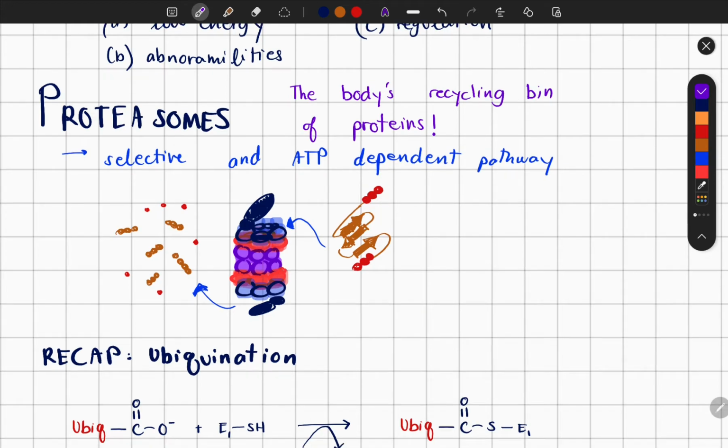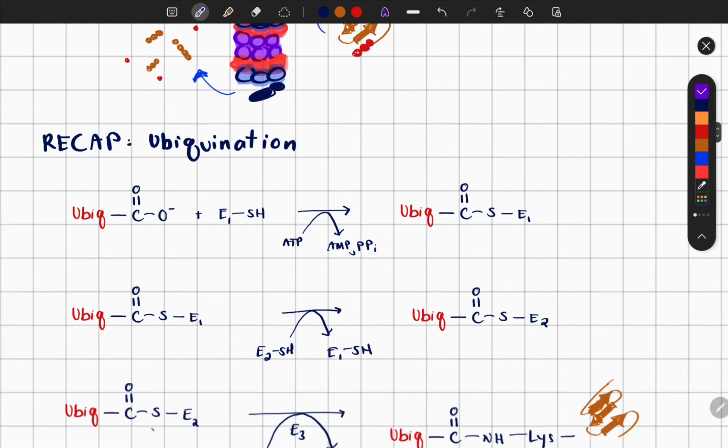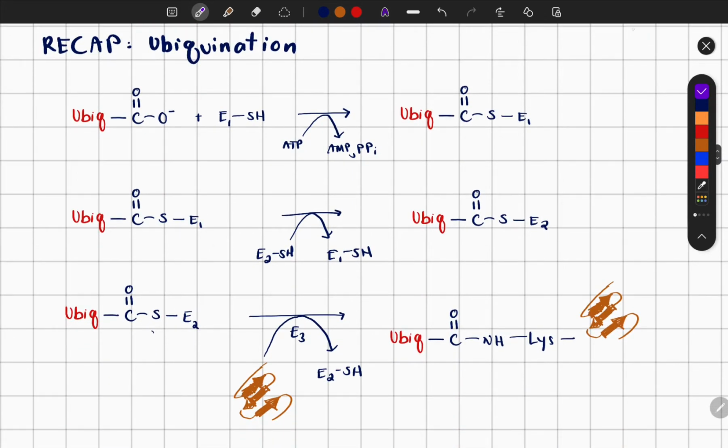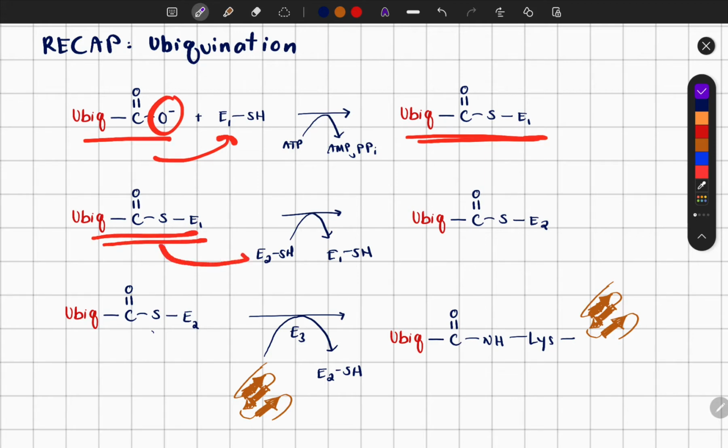So as a quick recap, let us see how ubiquitination takes place from the previous lesson. So this is our ubiquitin. It is activated by this enzyme. It is activated by getting rid of this oxygen bond here and replacing it with the sulfhydryl bond of the enzyme to form this activated ubiquitin. This activated ubiquitin is going to have an enzyme transfer. It's going to be transferred from enzyme 1 to enzyme 2 to create another activated enzyme.